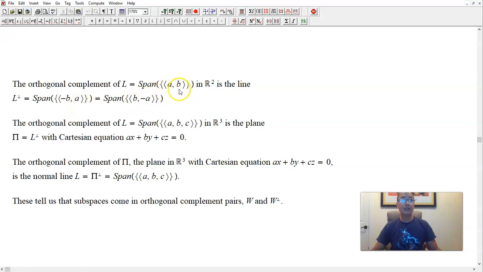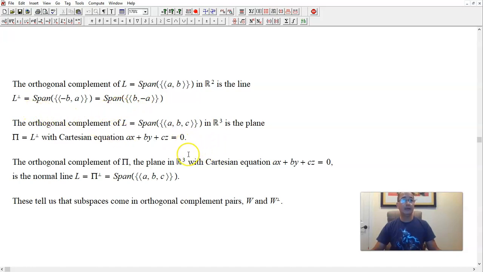So remember what we did. We exchanged a and b, and we changed the sign of one component. So what we did was the span of (b, negative a). And of course, these two vectors, (negative b, a) and (b, negative a), are just negatives of each other. So they're both valid basis vectors for our line L perp.